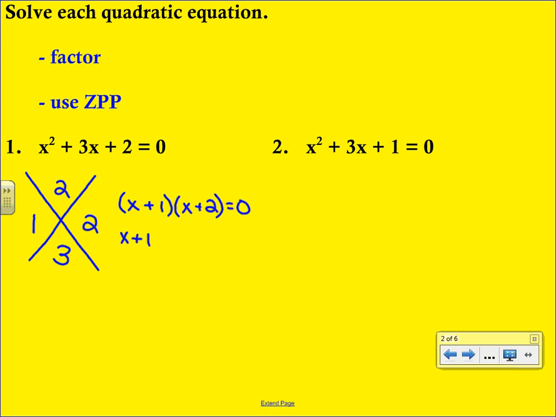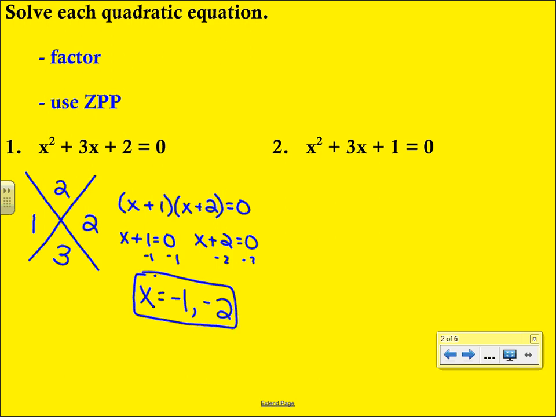When you apply the ZPP, you're going to set each of those factors equal to 0. And when you solve each of those equations, you will get your 2 solutions. What this tells us, again, is where this graph, if we were to plot it, crosses the x-axis. So we know that there are x-intercepts or solutions of -1 and -2. And this is roughly what our graph would look like. So we've done problems like this before.